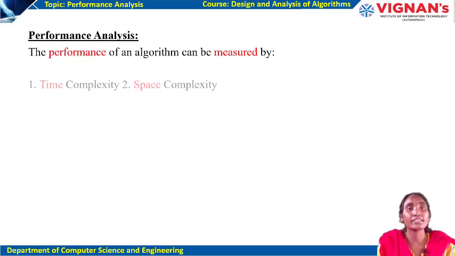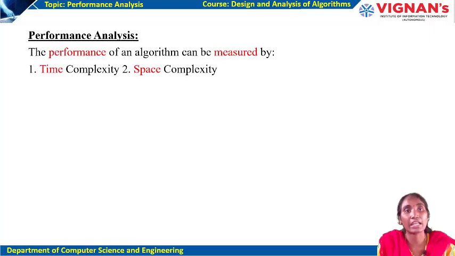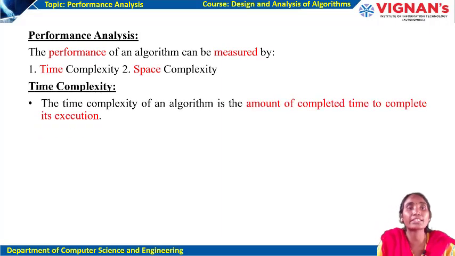Now, let's have a summary of the performance analysis. The performance of an algorithm can be measured by two parameters. One is the time complexity, the other one is the space complexity. Now what is time complexity? Time complexity of an algorithm is the amount of time required to complete its execution. The time required to execute a particular program or algorithm is known as time complexity.